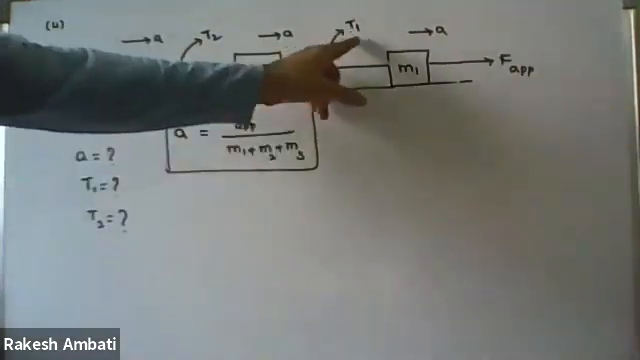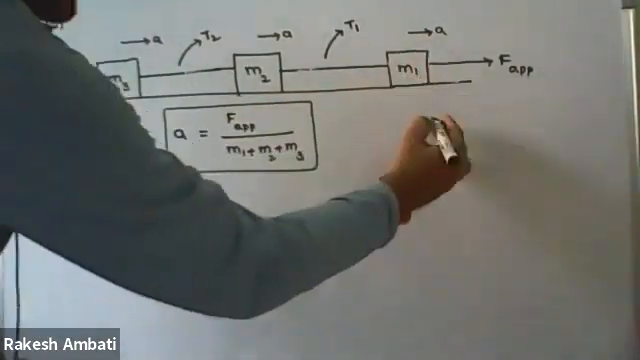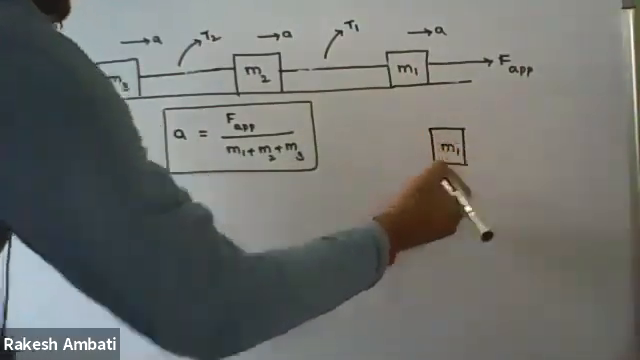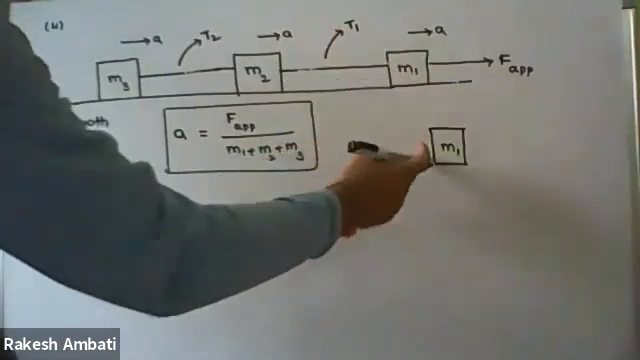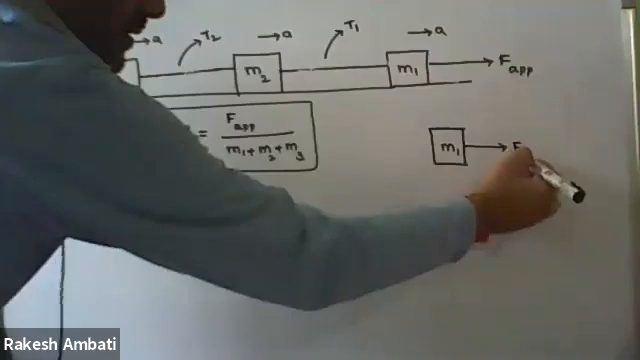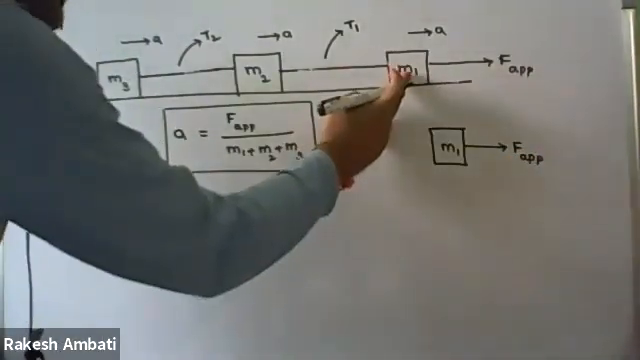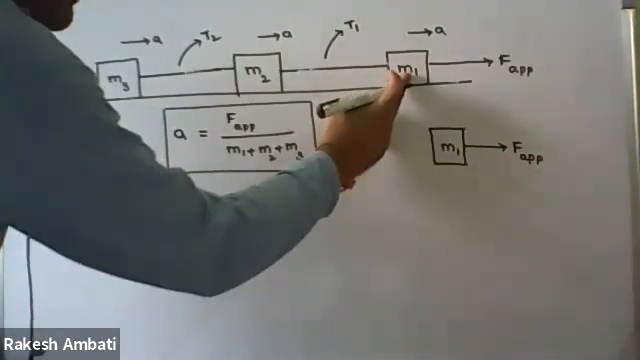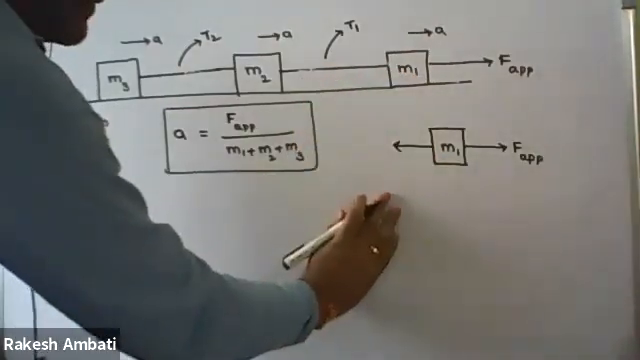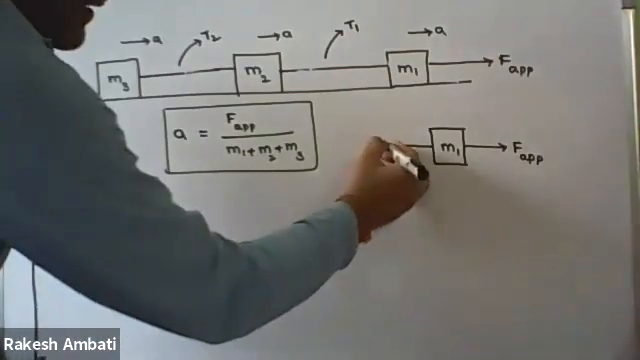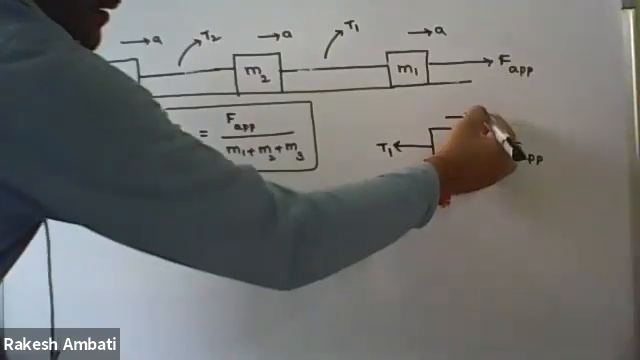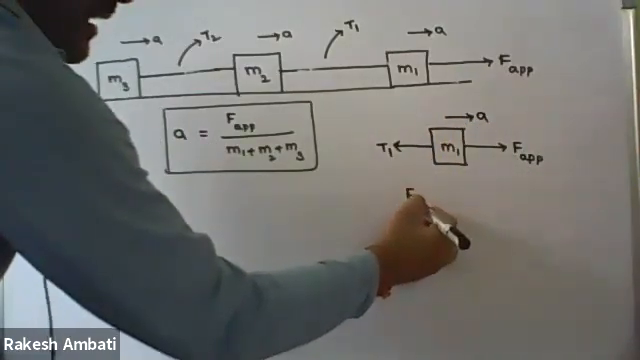To find T1, for example, I'm taking the block M1. Let us draw the free body diagram. For M1, it is the applied force. Then for M1, what is the direction of the tension force? Leftwards. That is T1 or T2? T1. And what is the direction of motion of M1? Rightwards.